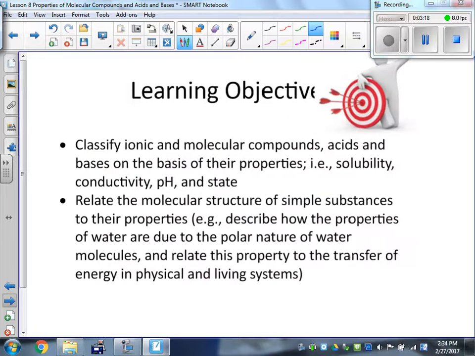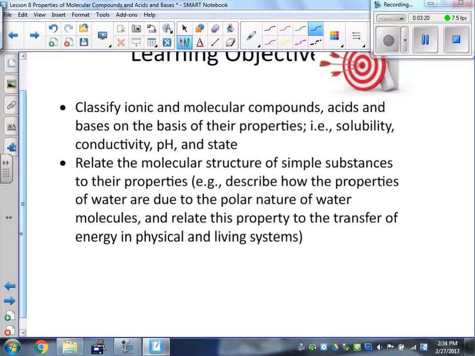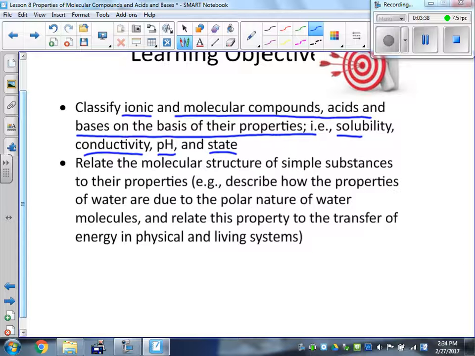All right. Today, before we go to the lab, we have to understand differences between ionic and molecular compounds. So we need to be able to classify ionic and molecular compounds, acids and bases, on their properties. So solubility, conductivity, pH, and their states, okay? So we've talked about solubility for ionic compounds already. We'll talk about pH and states and things like that.